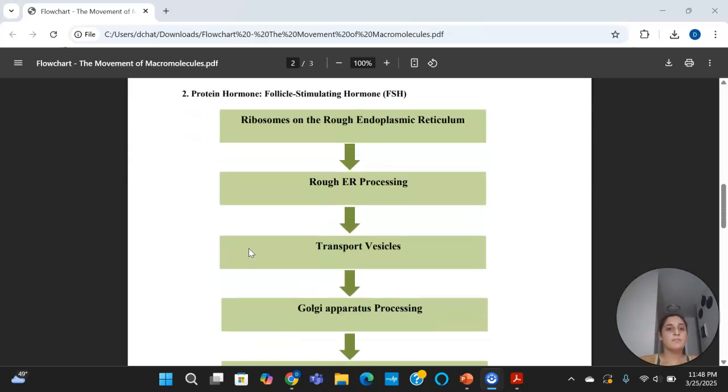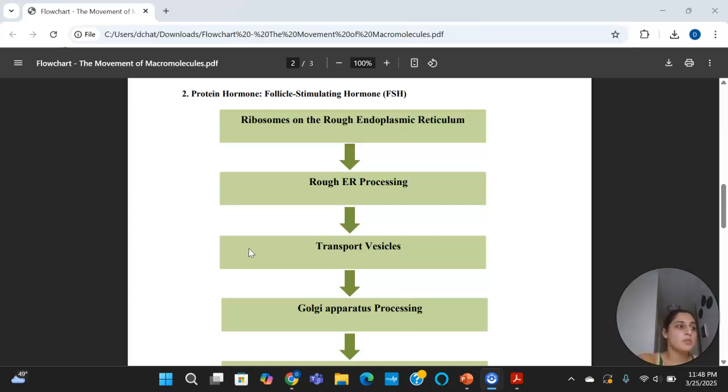The second one is protein hormone, which is follicle stimulating hormone. Protein hormones are composed of chains of amino acids, typically water-soluble, and cannot pass through the lipid bilayer of the cell membrane, so they bind to receptors on the surface of target cells. FSH is a protein hormone secreted by the anterior pituitary gland that plays a crucial role in reproduction. It promotes the growth of follicles in females and the production of sperm in males.